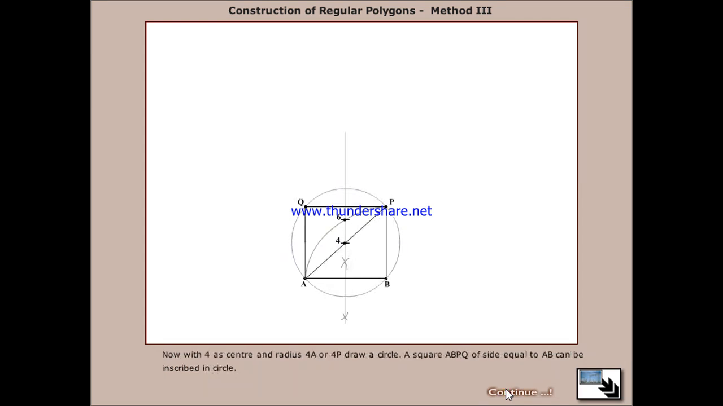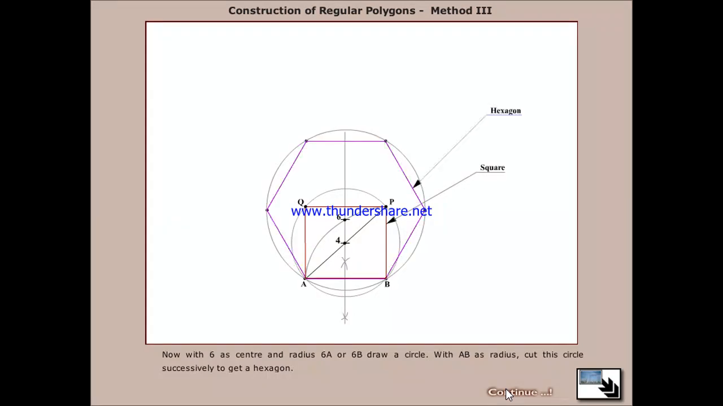Now, with 4 as center and radius 4A or 4P, draw a circle. A square ABPQ of side equal to AB can be inscribed in the circle. Now with 6 as center and radius 6A or 6B, draw a circle. With AB as radius, cut this curve successively to get a hexagon.